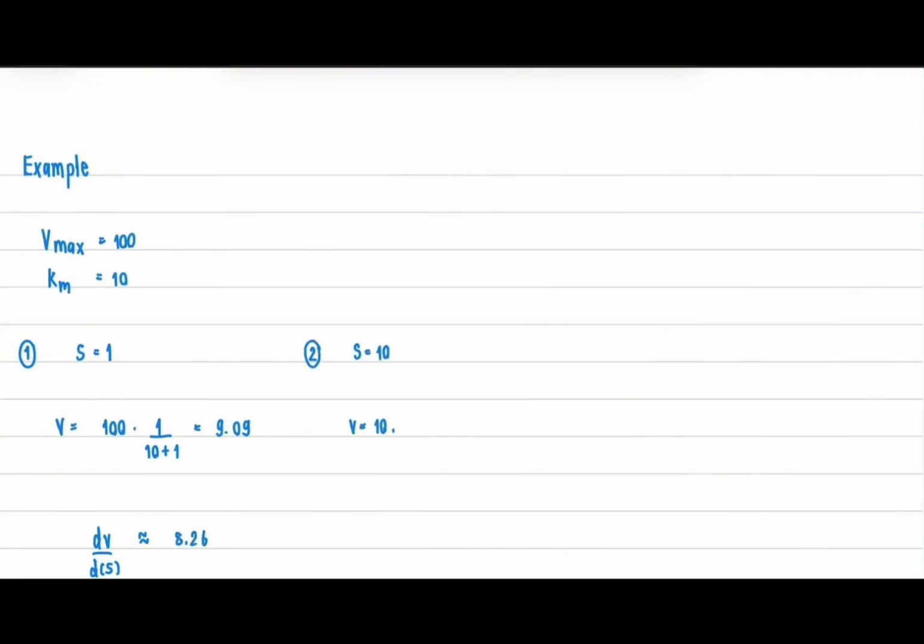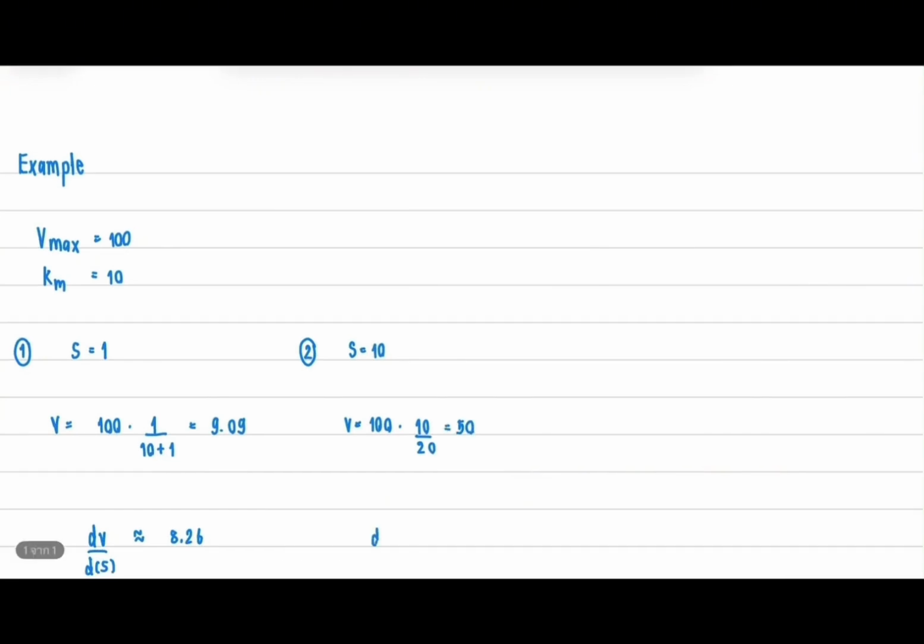Now let's plug in some numbers to make everything more visual. Example: we assume Vmax equals 100 and Km equals 10. Case 1: S equals 1, V equals 100 times 1 over 11, which equals 9.09. The derivative of V with respect to S is approximately 8.26. Case 2: S equals 10, V equals 100 times 10 over 20, which is equal to 50. The derivative of V with respect to S is equal to 2.5.